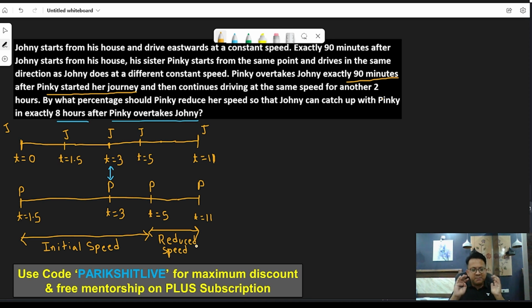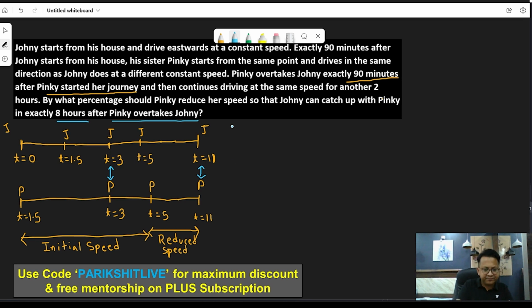So your diagram is made. Okay, now think about it. If you don't draw the diagram, this question can become very complicated. But if you have drawn the diagram, what do you observe? At t is equal to 3 and at t is equal to 11, they are at the same point, right? So what I can do is frame an equation and consider these intervals at t is equal to 11 and at t is equal to 3.